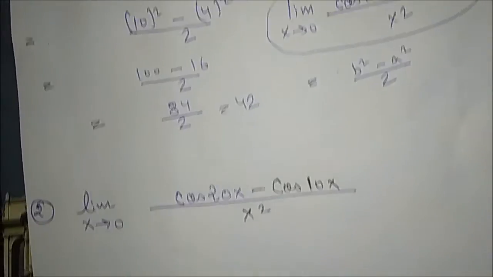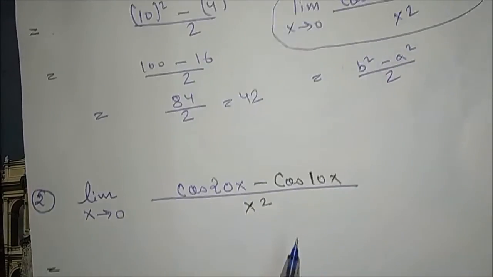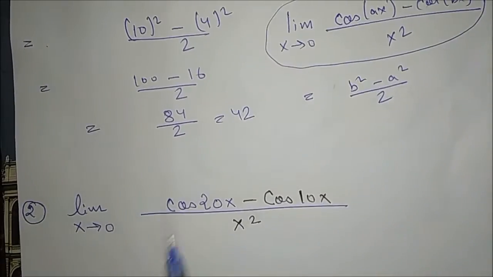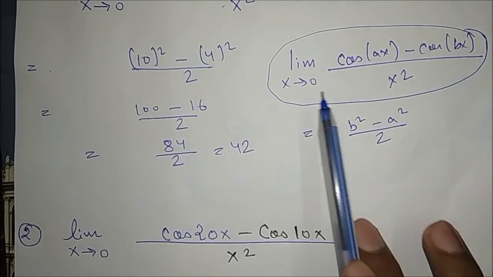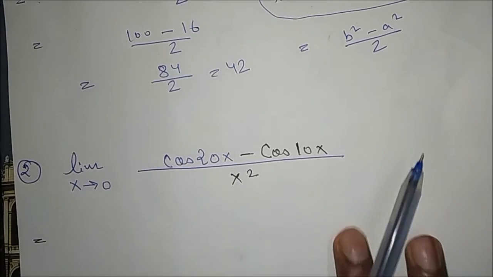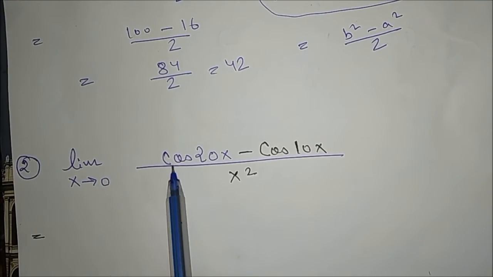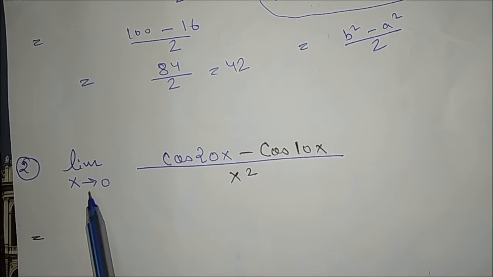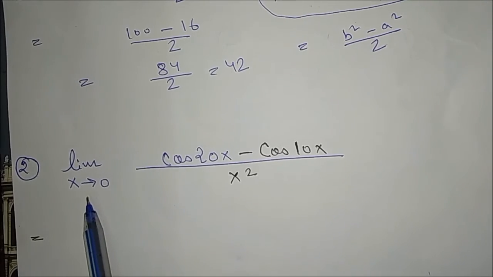Now I can solve this problem orally only. As you have seen this trick, if the problem is given in this format, then you can solve it orally. Now this problem is given: limit x tends to 0, and x tends to 0 should always be there.